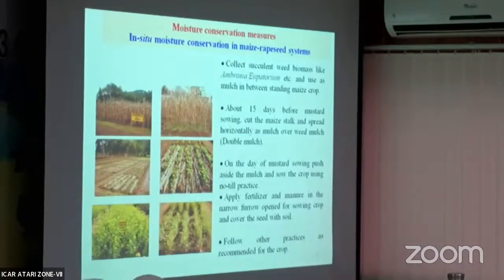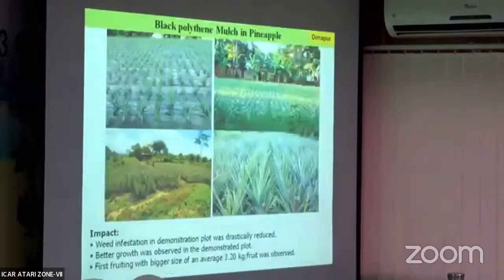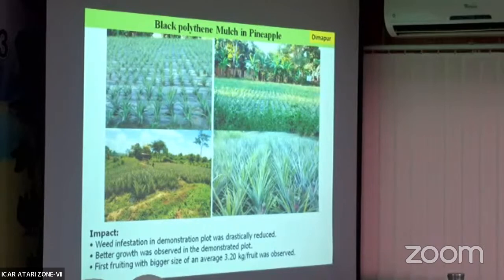And moisture conservation, I did not explain because you are doing these things in your field. This is an example of how maize residues can be used for growing mustard, mustard grown after maize. This is one of the demonstrations we have done. These are mulching for high value crops: rice straw mulching, then ginger, and these are all known technologies. Then black polythene mulch for high value crops. This is from Dimapur only.